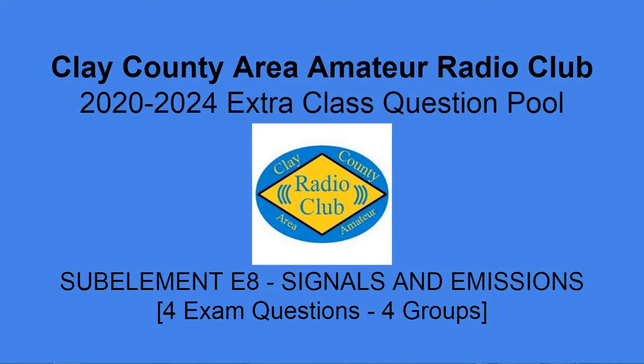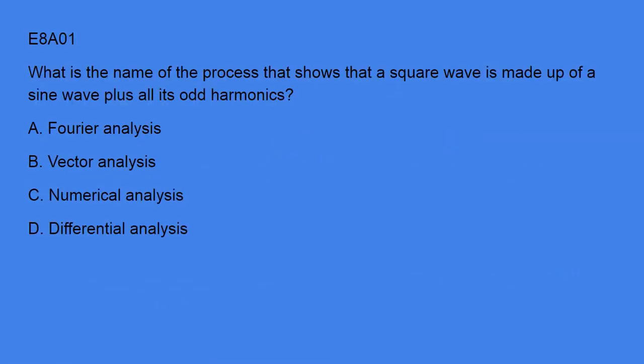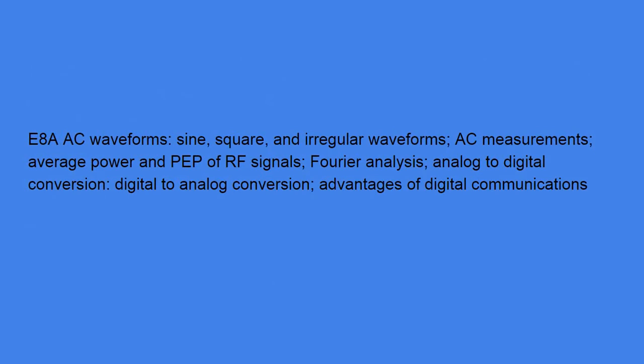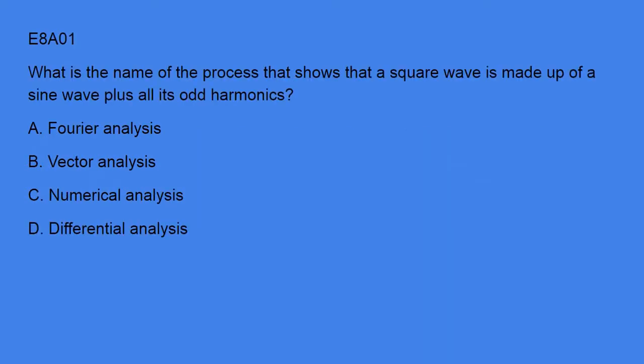This is the 2020 to 2024 extra class question pool. For exams, questions come from the 4 groups located inside this sub-element. E8A covers AC waveforms, sine, square, and irregular waveforms, AC measurements, average power, and PEP of RF signals, Fourier analysis, analog to digital conversion, digital to analog conversion, advantage of digital communications.